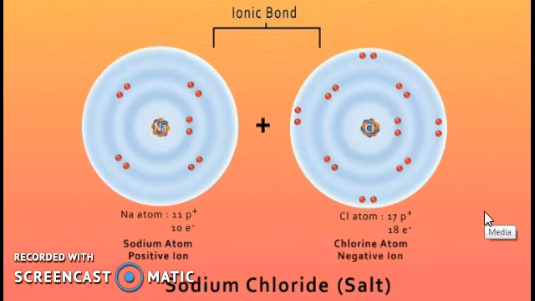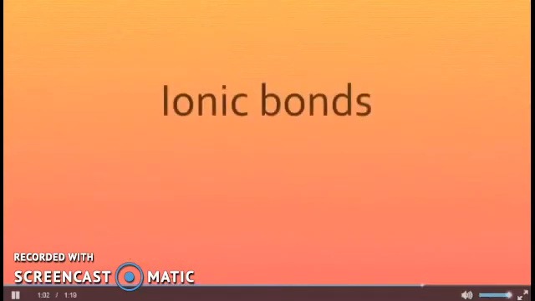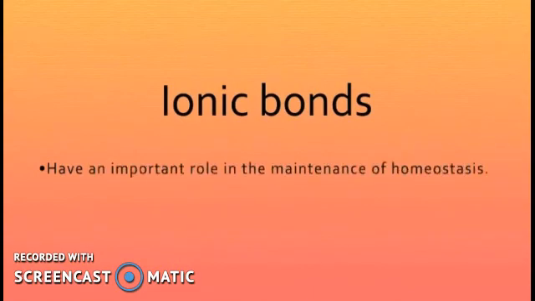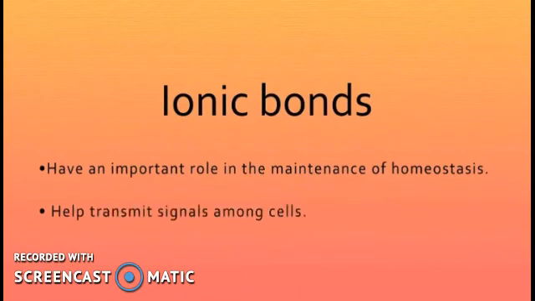The compound sodium chloride illustrates how the attractive forces between two ions of opposite charge, in this example sodium and chloride, produce an ionic bond. Who knew ionic bonds were so important? In fact, ions play an important role in the maintenance of homeostasis, and they help transmit signals among cells so that you can hear, feel, taste, and smell.